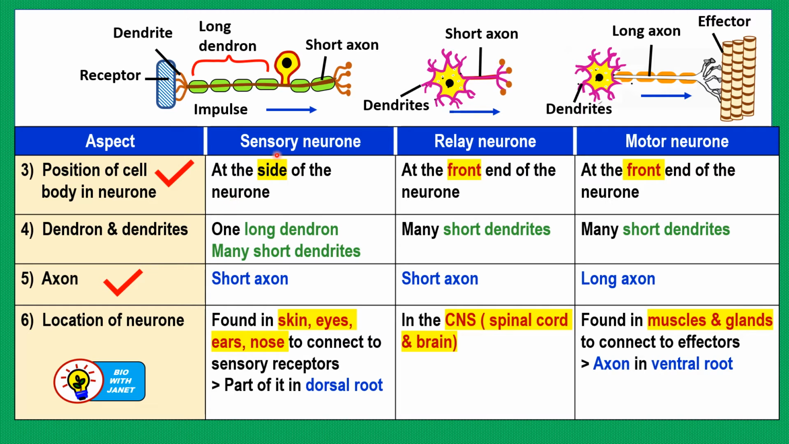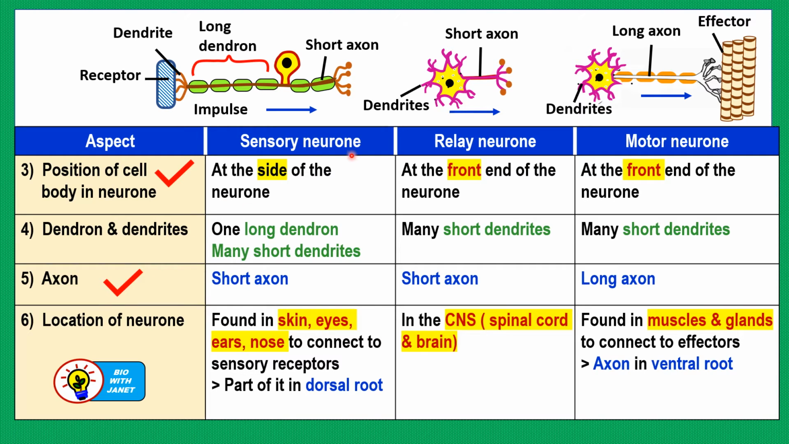For the sensory neuron, the cell body is at the side of the neuron, not at the front end. But for the relay neuron and motor neuron, both of these neurons have cell bodies at the front end of the neuron. Okay, next, for dendron and dendrites.